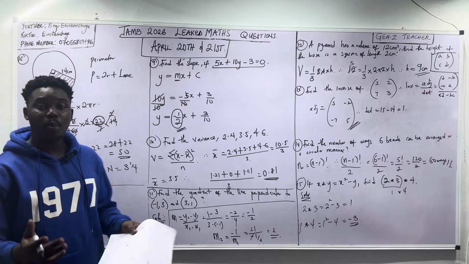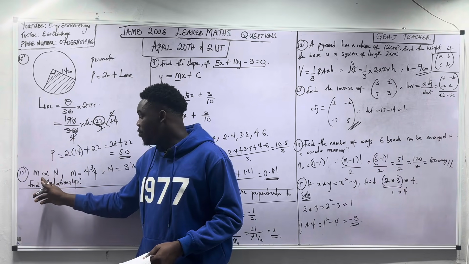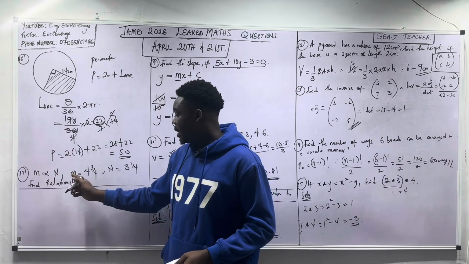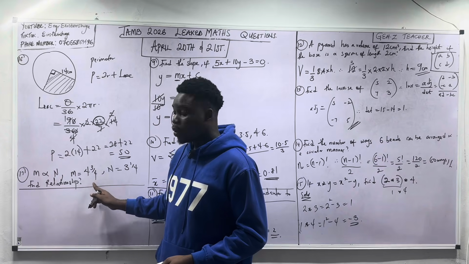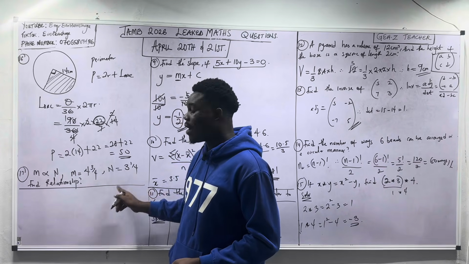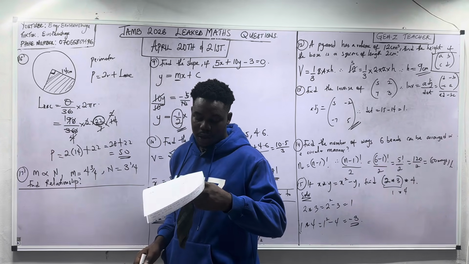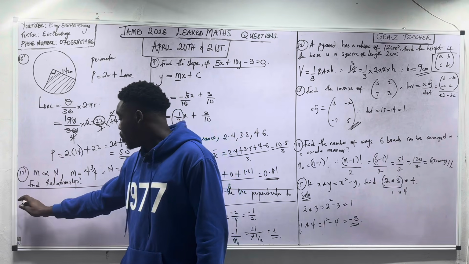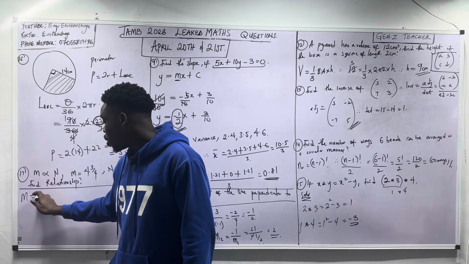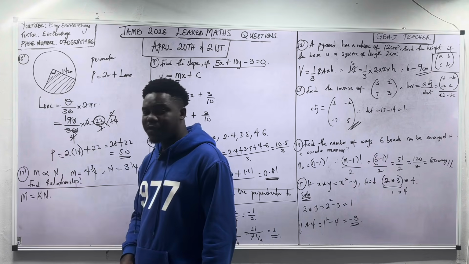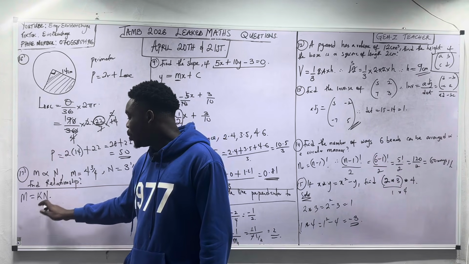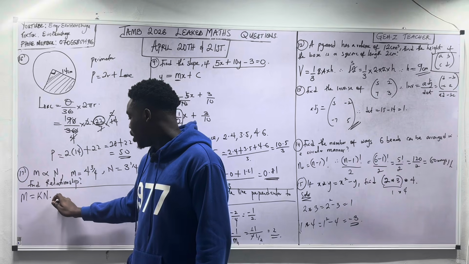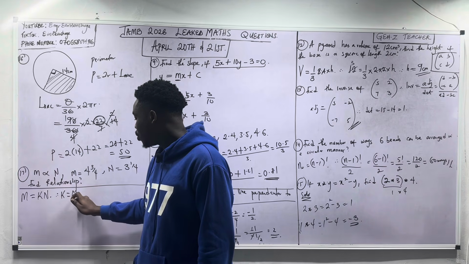Okay, question number 17 says, m varies directly as n, and m is 4 and 3 over 4 when n is 3 and 1 over 4. Find the relationship. Now, quickly, how do we solve it? Recall it is direct variation. So basically, it means m is equal to kn. Okay, so let's find k. Obviously, k will be m over n.